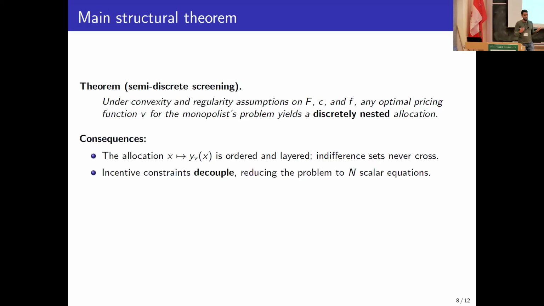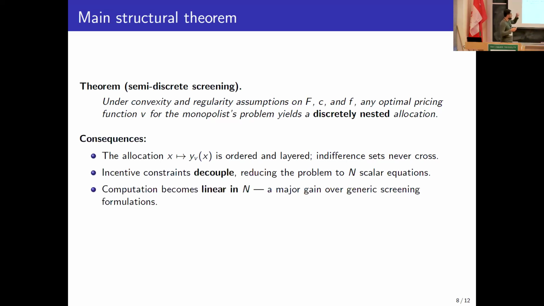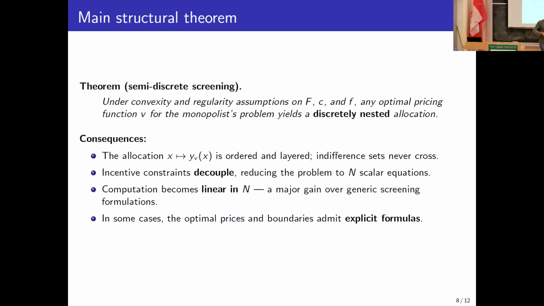That means the problem is going to reduce and boil down to a system of equations where each equation depends on one variable. And that makes the computational complexity linear in N, which is a huge gain over traditional screening methods. And in some cases, for example, when mu is uniform, we can find the solution explicitly.